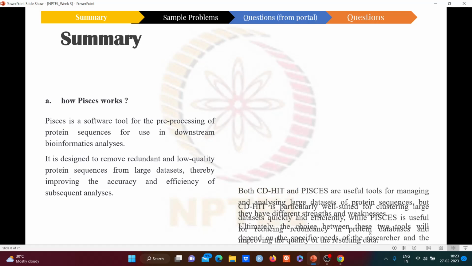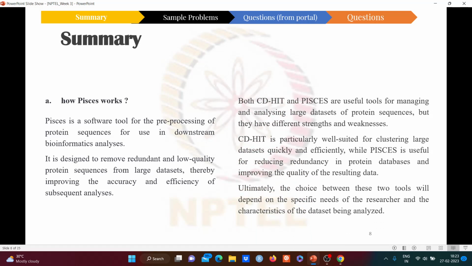The clustered data is then used to generate a non-redundant reference dataset which could contain a representative set of sequences from each cluster. This reference dataset can be used for a variety of applications such as sequence database searching, homology modeling, and protein structure prediction. One of the key features of this tool is its ability to filter sequences based on their structure as well as their sequence similarity.